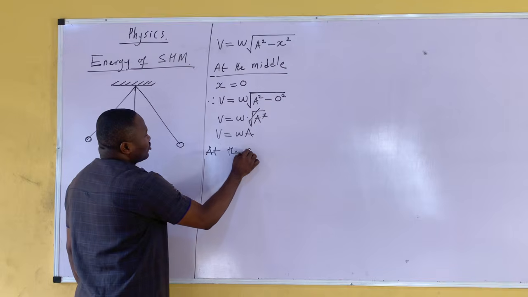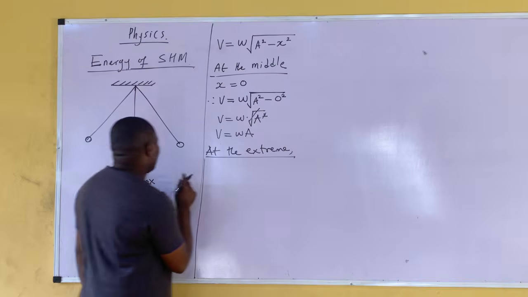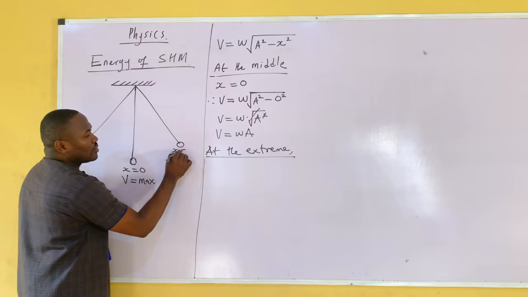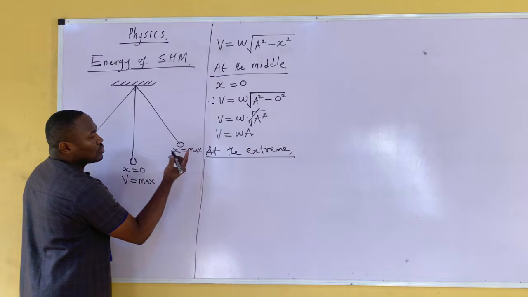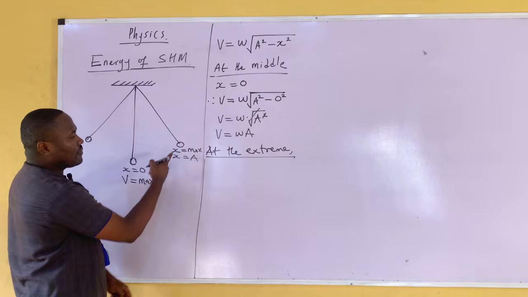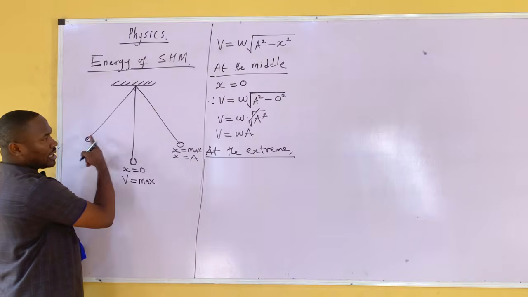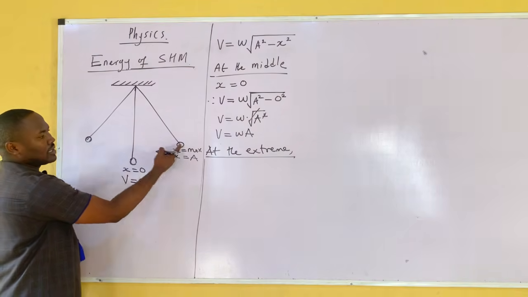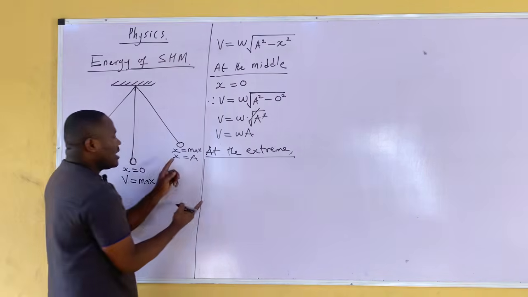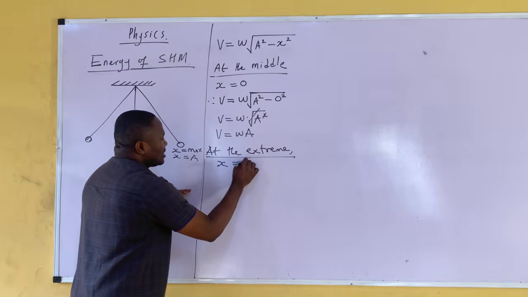Now, what about at the extreme? What is happening at the extreme? Remember, when this bulb goes in this direction, x is no longer 0. x is now maximum. And what does that mean? It means that x is now equal to A. Now, mind you, whatever affects this side will always affect this side. These two sides are equivalent. So whatever we use here, we use there also. So at the extreme, x is equal to A.